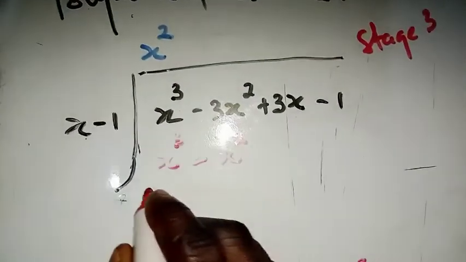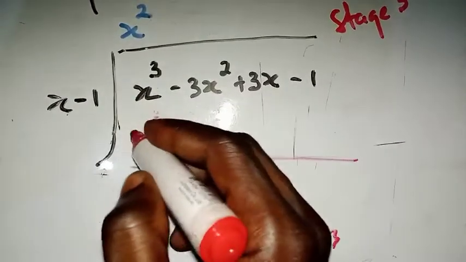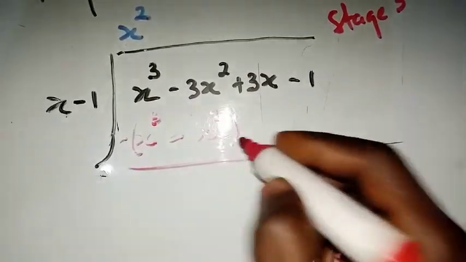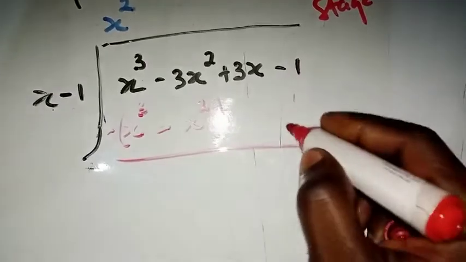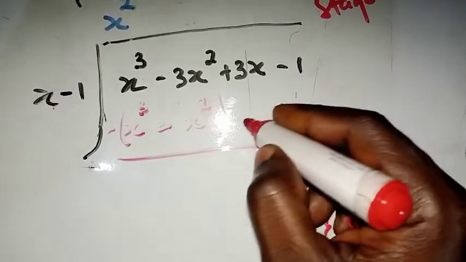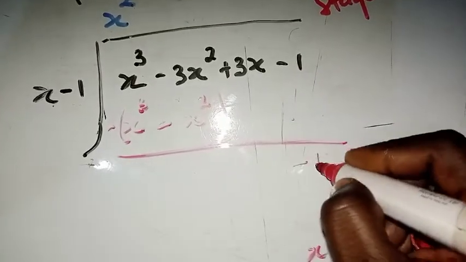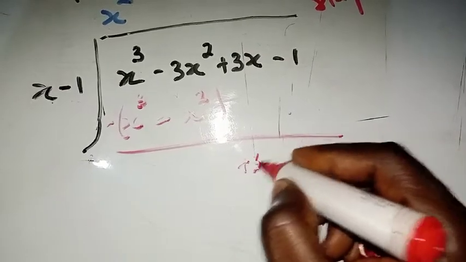So what are we going to do next? Just like in the basics of division, we are going to subtract everything here. Negative 1 minus 0, since there is nothing here, so let me assume it is 0, gives negative 1. And 3x minus 0 gives a positive 3x.